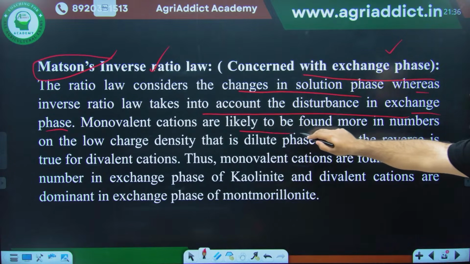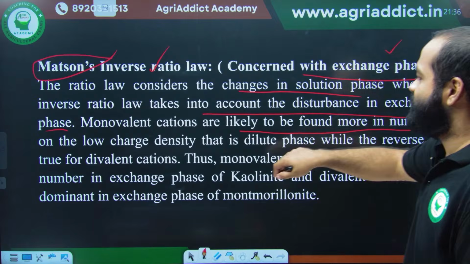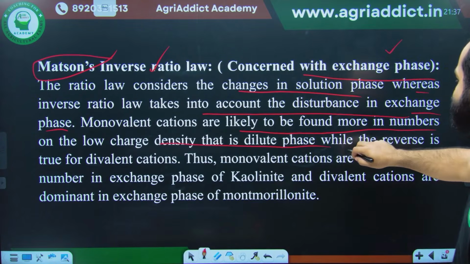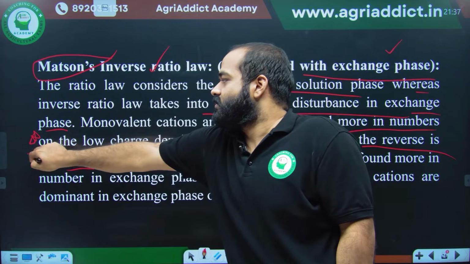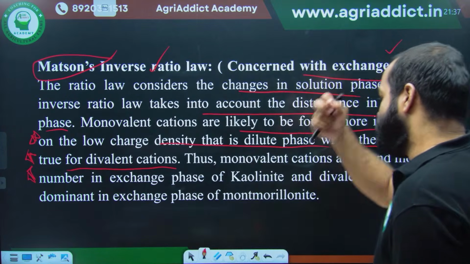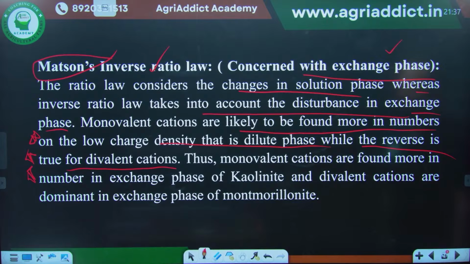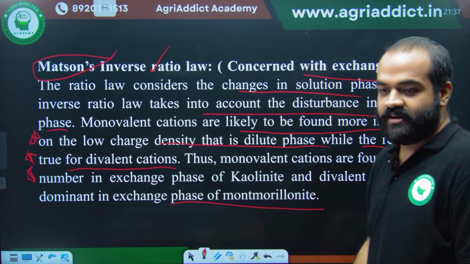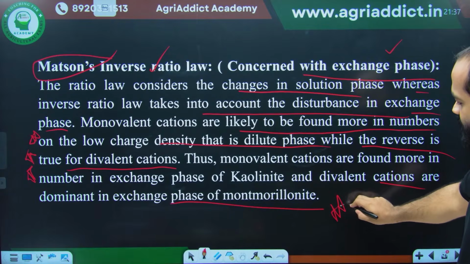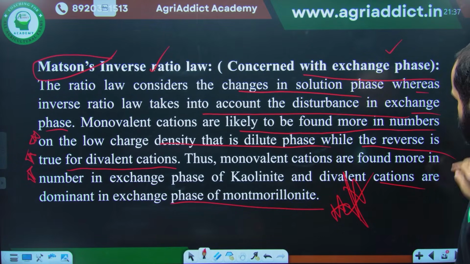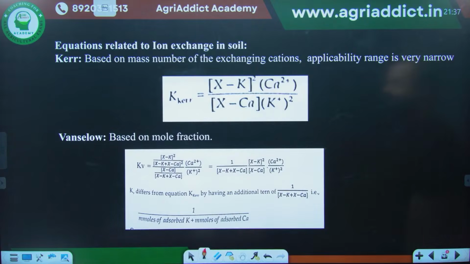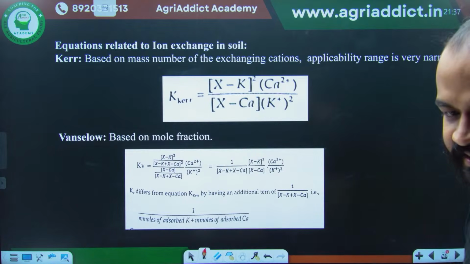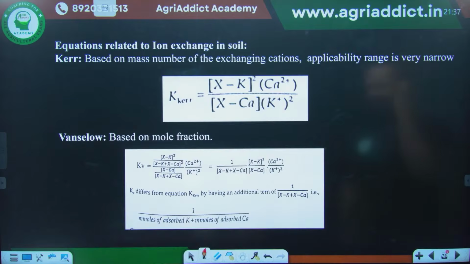Here also you can see monovalent cations are likely to be found more in numbers on the low charge density, that is the dilute phase, while the reverse is true for divalent cations. All right. Thus, monovalent cations are found more in number in exchange phase of kaolinite, and divalent cations are dominant in exchange phase of montmorillonite. All these are question worthy statements. All right, please remember. These are not important for JRF physical science, I will say, so you can skip this also.